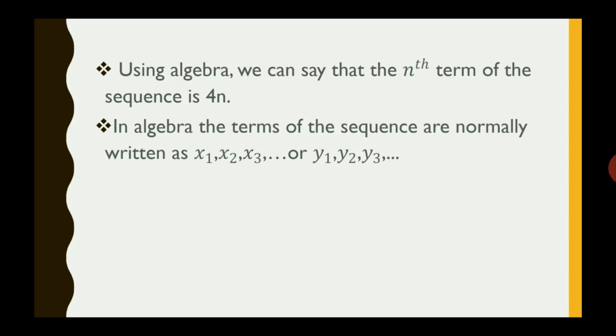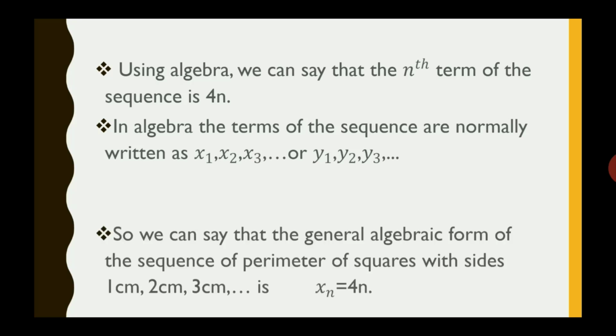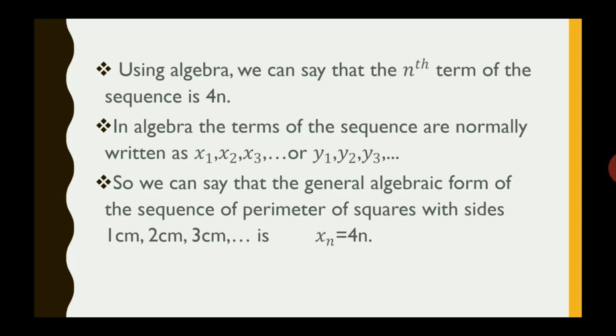And now we have found the nth term, that is 4n. That will be the general algebraic form of the sequence. So we can say that the general algebraic form of the sequence of perimeter of squares with the sides 1 centimeter, 2 centimeter, 3 centimeter is xn is equal to 4n. So we just find the relationship between the position and the term, and we find the nth term, and that will be the general algebraic form of the sequence.